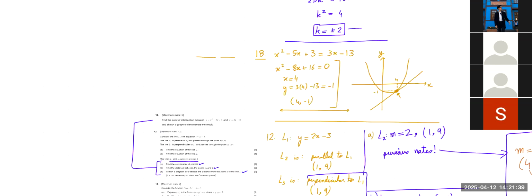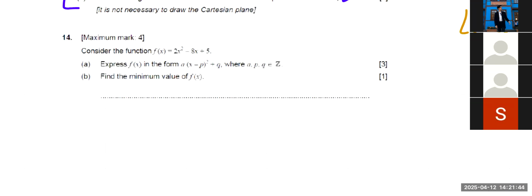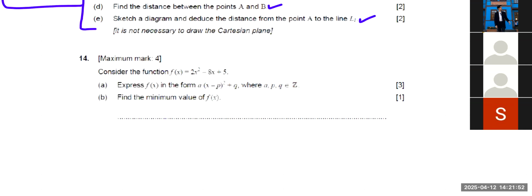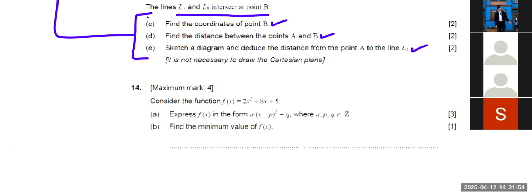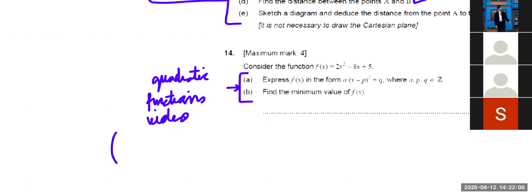Okay, same idea. Finally, we have a quadratic and we need to express it in this form. Did I not send you guys the quadratic functions video? I did. So I'm not going to do this too because this is from the quadratic functions video. So try to do it, and if you still can't figure it out, I'm going to leave the keyword so you can find it. What's the word? Vertex form.